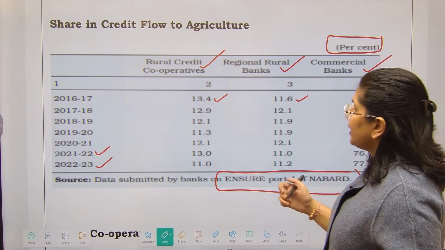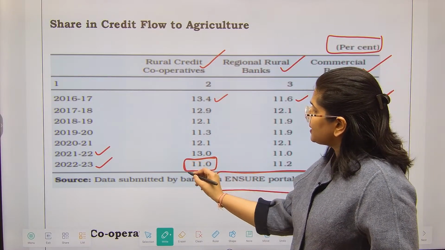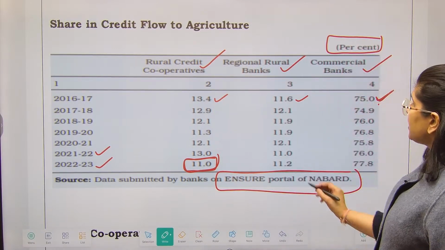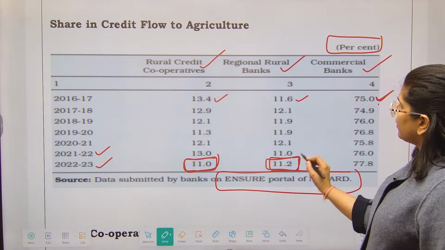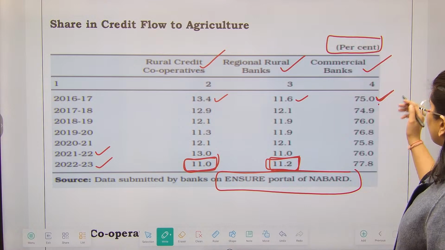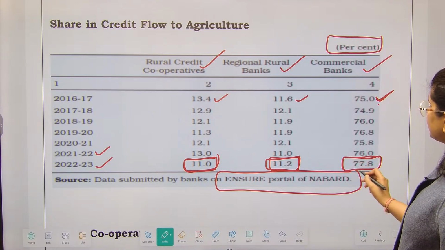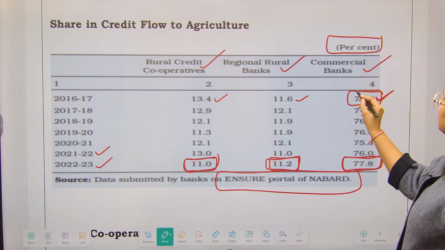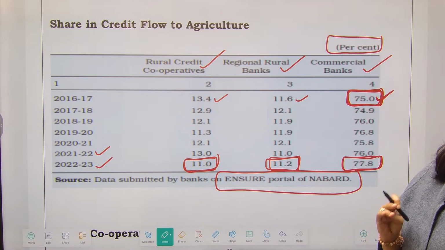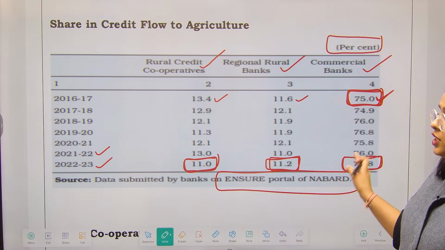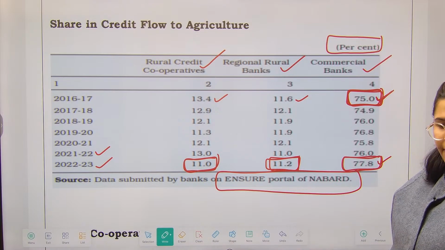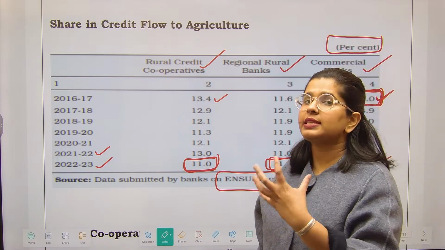Then if we see 2022, the share of rural cooperatives has decreased to 11%. Regional rural banks are approximately the same. Earlier it was 11.6, now 11.2. Nothing much of a difference over here. But for the commercial banks, it has increased slightly. Earlier, out of total agriculture credit, 75% was given by the commercial banks. But in 2022, 77.8% is being provided by the commercial banks. Okay?